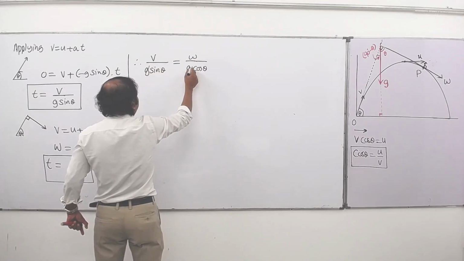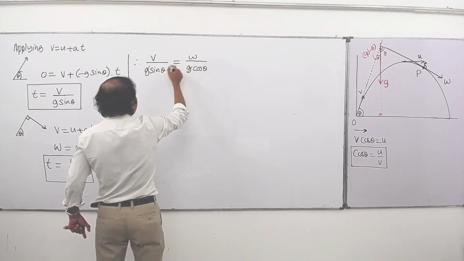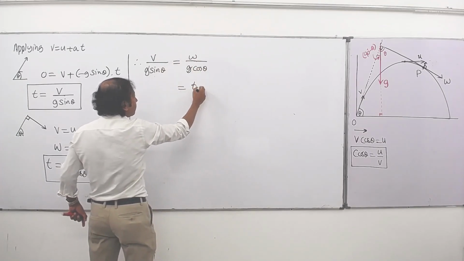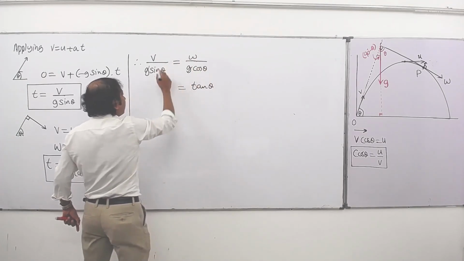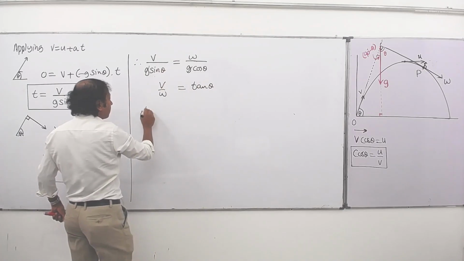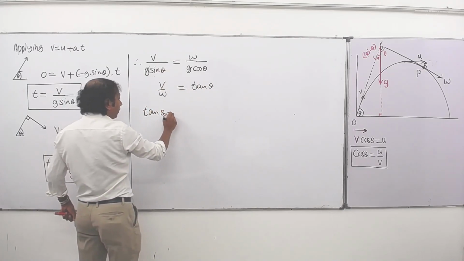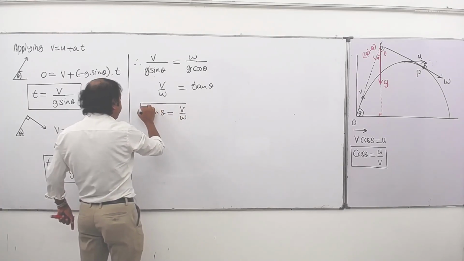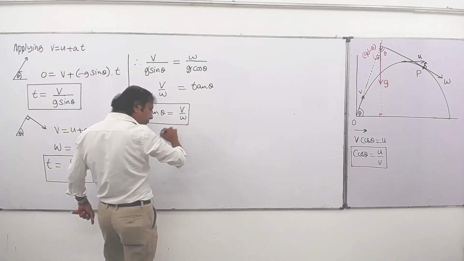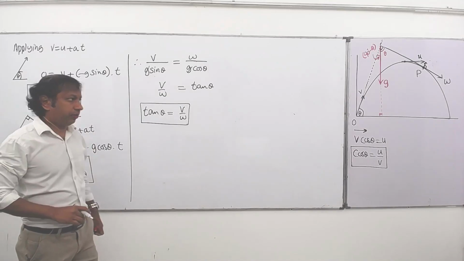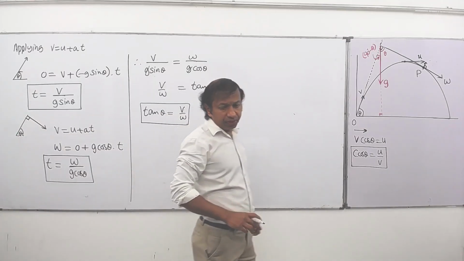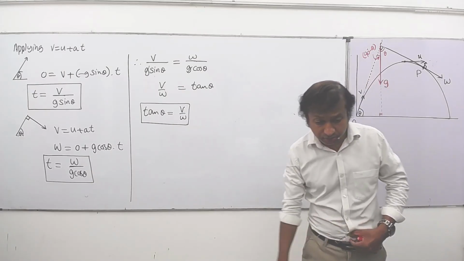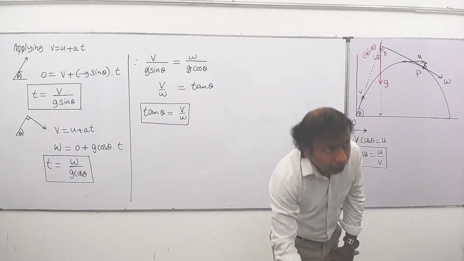G and G you can cancel. Bring this W here, sin theta here. Sin theta by cos theta is tan theta. Here we get V upon W. Therefore, we can write tan theta as V over W. Right, no? If you don't use this method, the simplification is a little bit long, right?